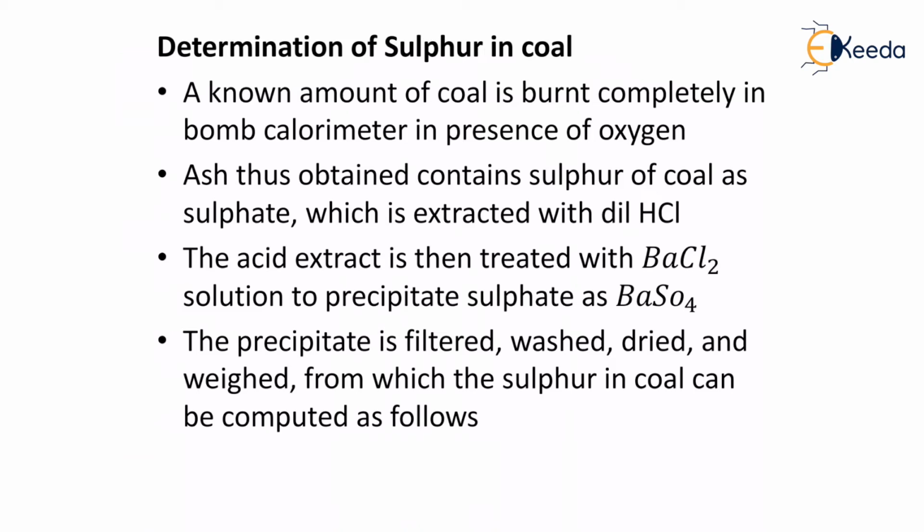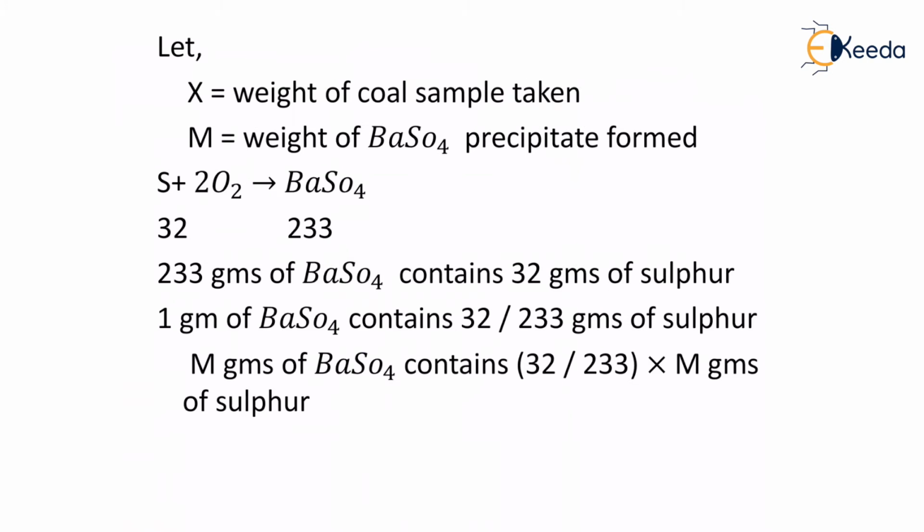The acid extract is then treated with BaCl2 solution to precipitate sulfate as BaSO4. So now that particular sulfate is treated with BaCl2, and when BaCl2 reacts with the sulfate which is present in the coal, it comes out as BaSO4. The precipitate is filtered, washed, dried and weighed, from which the sulfur in the coal can be computed as follows. Let us see how we can calculate sulfur.